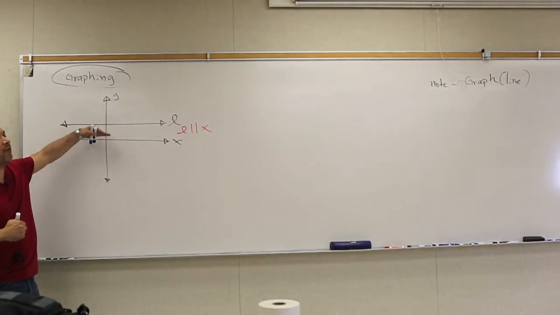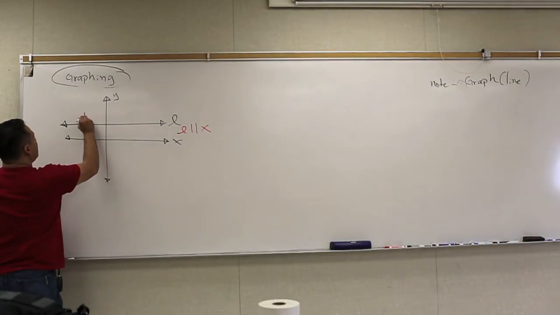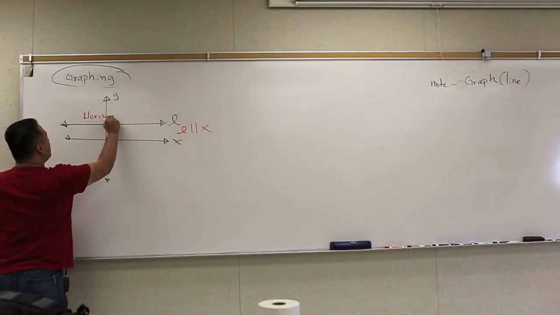Or the line is parallel to your x-axis. Good. What else? Good. This is a horizontal line. Is that true? So I'm going to point out that fact and say to you that this is horizontal.